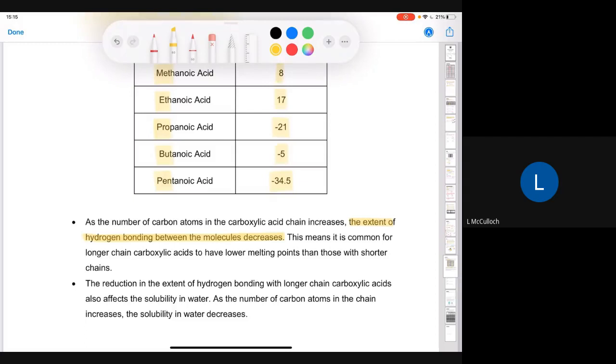Now, the reduction in the extent of hydrogen bonding with longer chain carboxylic acids also affects solubility in water. As the number of carbon atoms in the chain increases, the solubility decreases. So pentanoic acid will be less soluble in water than methanoic acid because it is less polar.